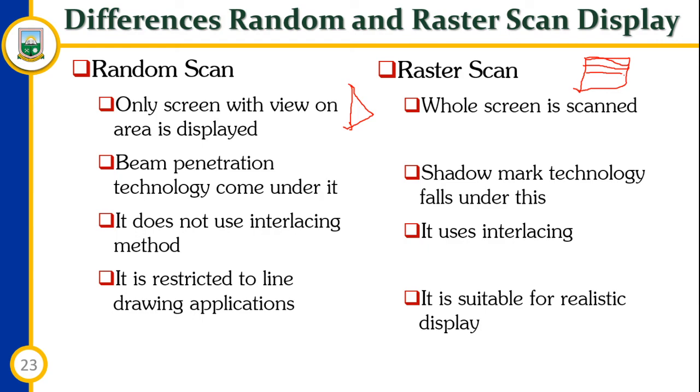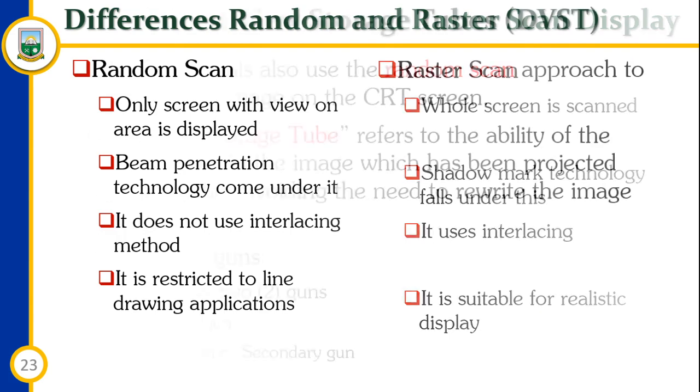So the beam penetration technology comes under this, and of course the shadow mask technology falls under this type of display. The random scan does not use the interlacing method, as you saw, and of course the raster scan uses the interlacing method. And finally, the random scan is restricted to line drawing applications, whereas the raster scan is suitable for realistic display, as explained in the previous slides.